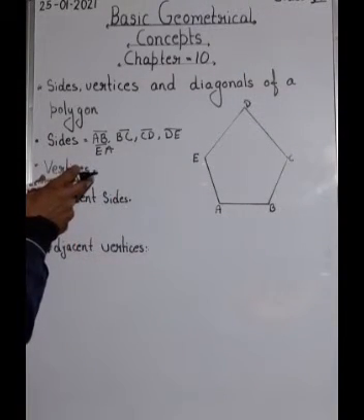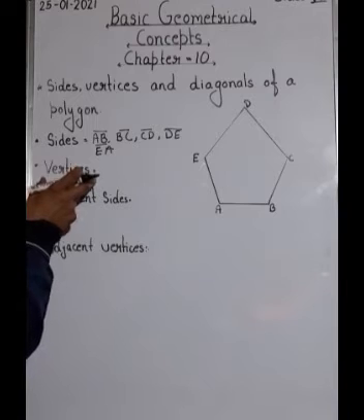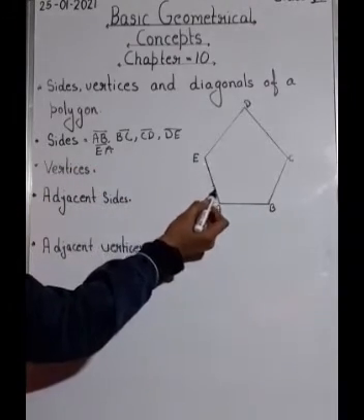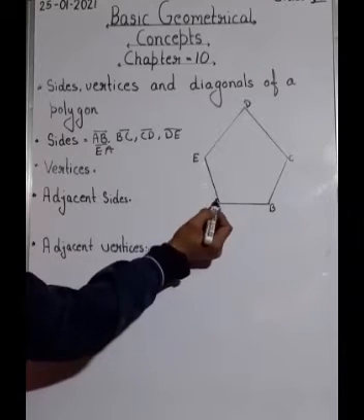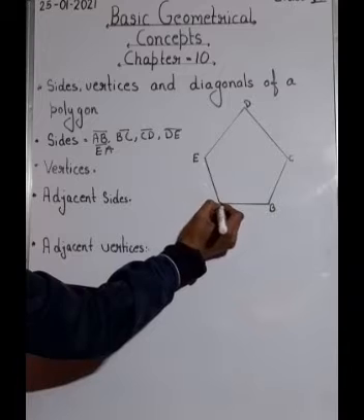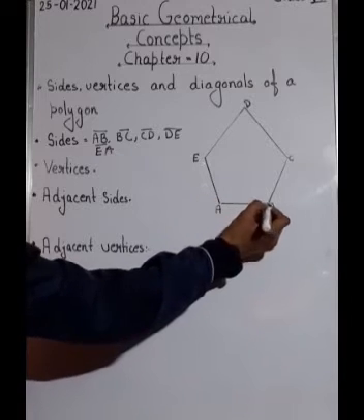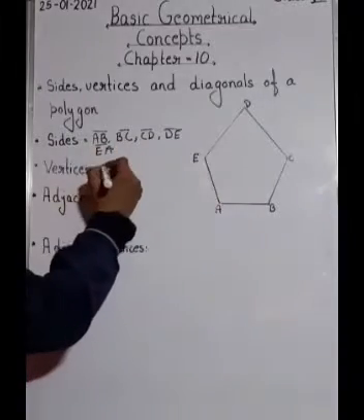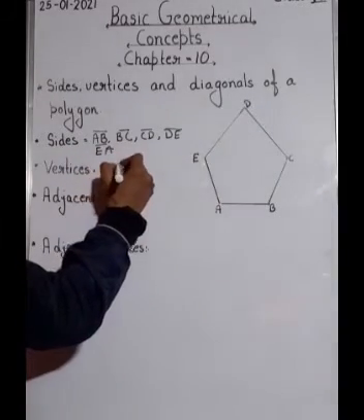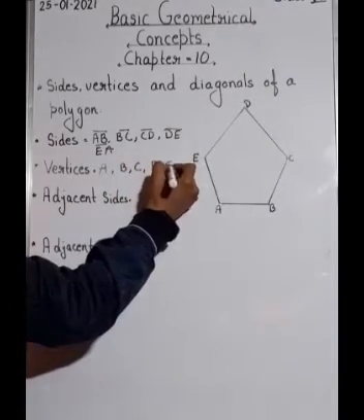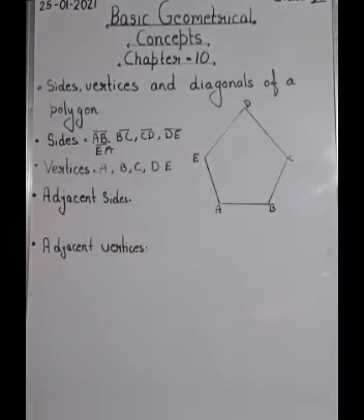Now next is your vertices. Now what are your vertices? The point where two line segments join. Okay, you can see that these line segments EA and AB are joining over here. Okay, so these are your vertices. So how many vertices? 1, 2, 3, 4, 5. And what are the names of your vertices? That is your A, B, C, D, E. Okay, so these are your vertices.